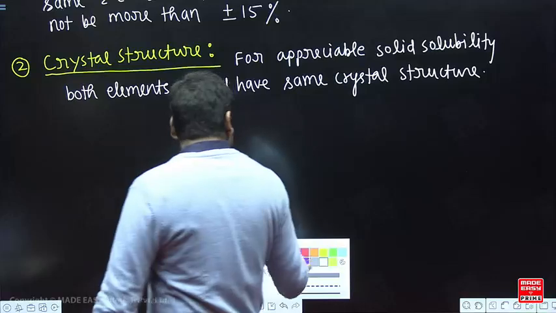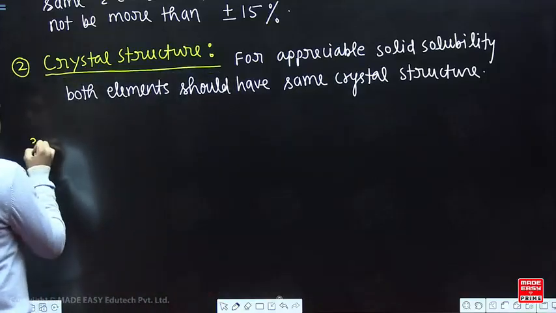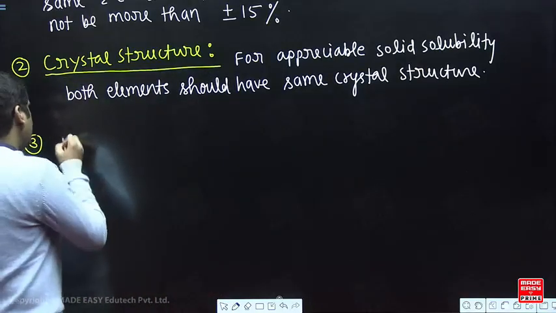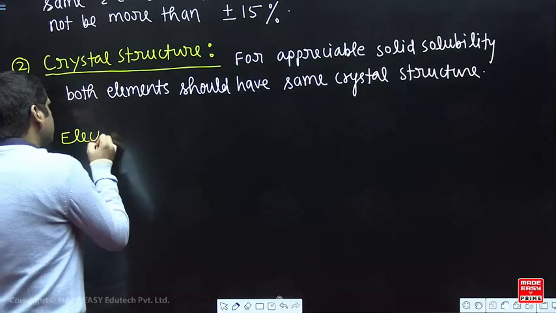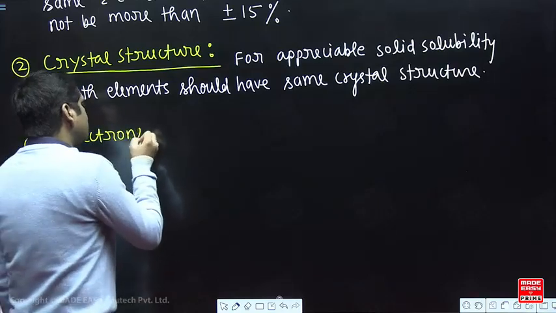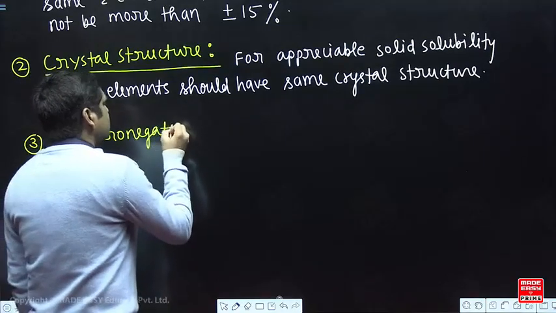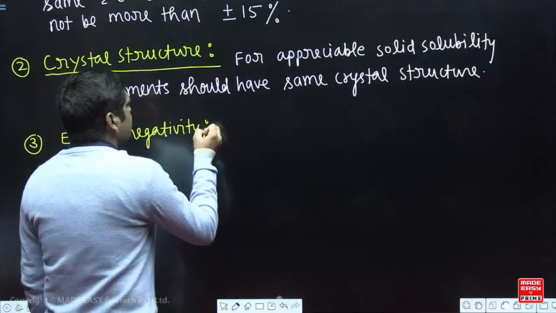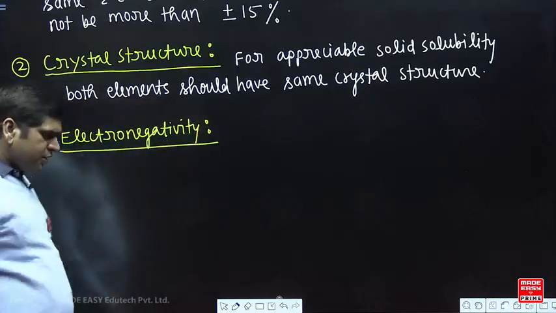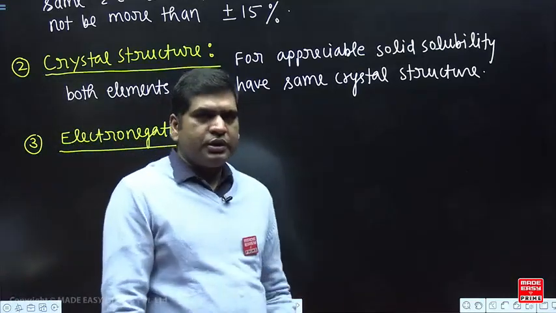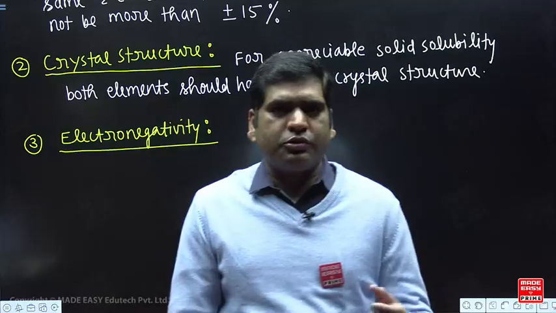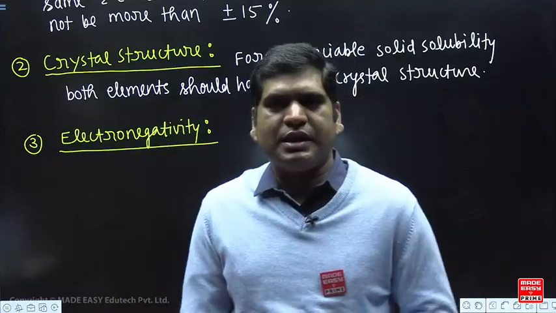Third, electronegativity. Both of them should have same electronegativity. Electronegativity difference should be minimum. Because if electronegativity difference is more, then the element which is having higher electronegativity will try to snatch the electron.